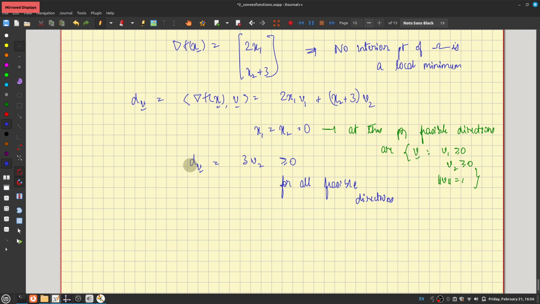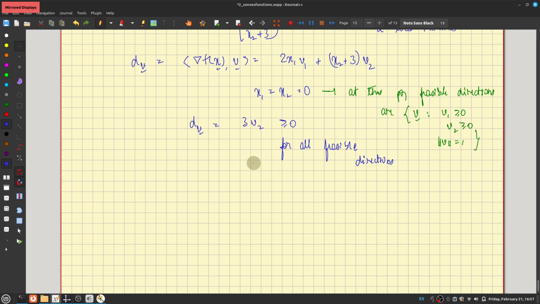Note that the directional derivative is not positive for all directions. It's positive only for feasible directions. There is a direction which is not feasible where the directional derivative can be negative. Just take v2 to be equal to -1. Okay, so therefore 0, 0 is a local minimum.